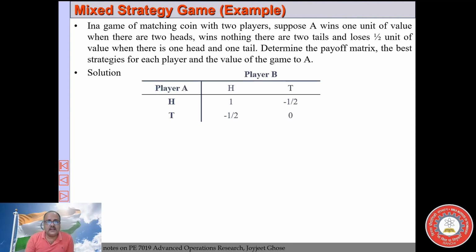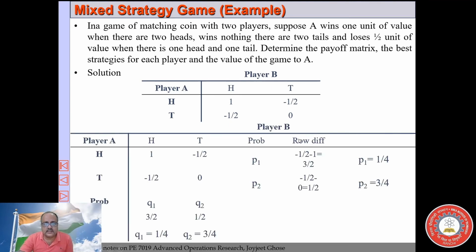So two players A and B. Each has two options, either head or tail, so two strategies. If it is two heads, then A wins 1 rupee. If it is head and tail, A loses half. If it is two tails, A wins nothing. So this is the payoff matrix for this particular question.